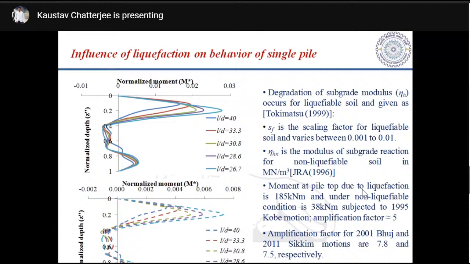Next thing, the influence of liquefaction and behavior of pile, which we have already studied, now with respect to different L by D ratios. As we have explained how we have obtained the stiffness liquefaction factor, it is seen that the moment at the pile top due to liquefaction is 185 kN per meter, and for the non-liquefied condition it is around 38 kN per meter, for an application of 0.5. Similarly, for both thicknesses it is 7.8 and 7.5 respectively. Okay, as we can see for this liquefiable and non-liquefiable.